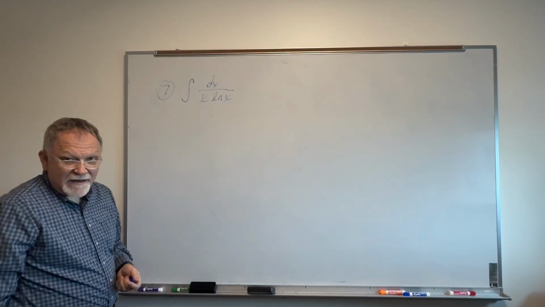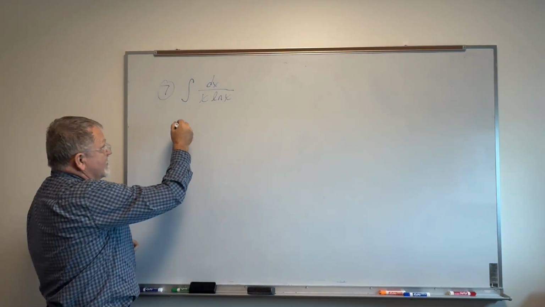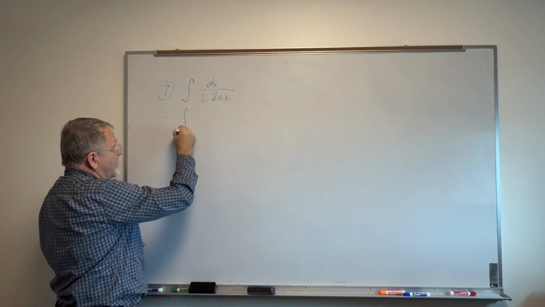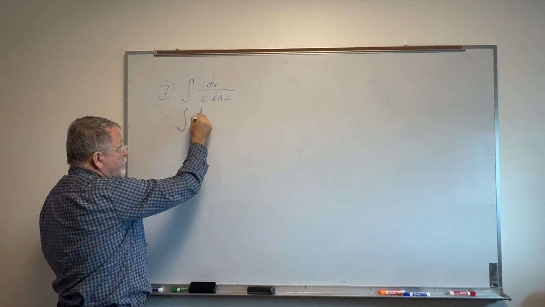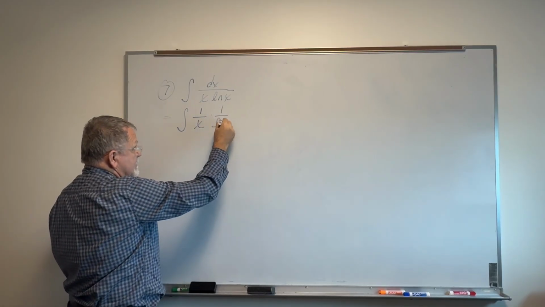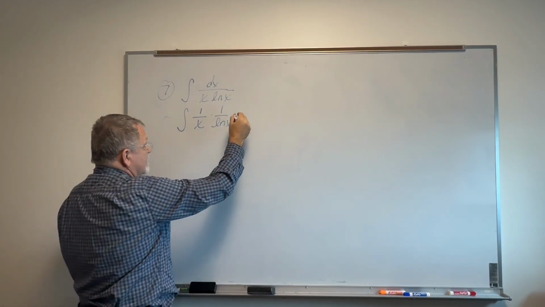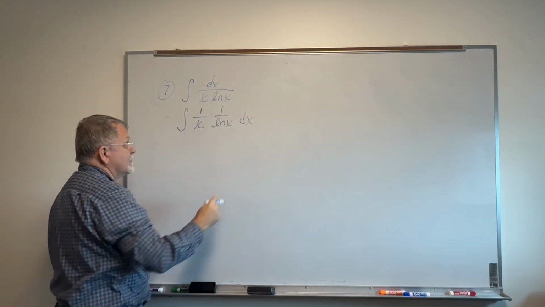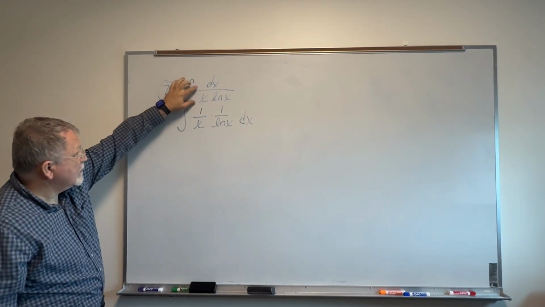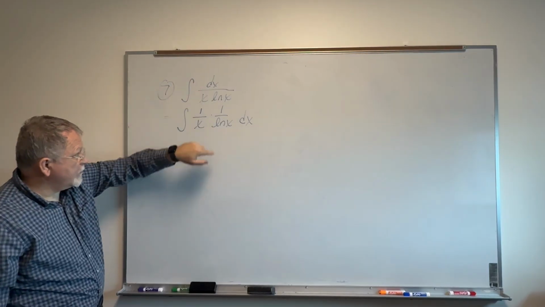I'm going to go ahead and initially rewrite this. I want to write this as the integral of 1 over x times 1 over ln of x dx. I just broke that apart, slid the dx off over here, and rewrote it as 1 over x and 1 over ln of x.